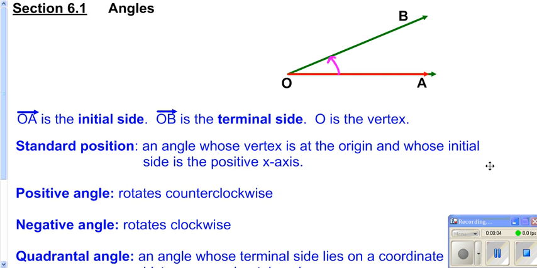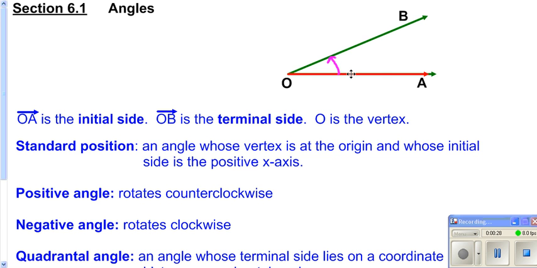We're going to go ahead and talk about angles. For the next 3 chapters, we'll be talking about angles. OA is your initial side. Point O, where the two sides come together and intersect, is referred to as your vertex, with OB being your terminal side.